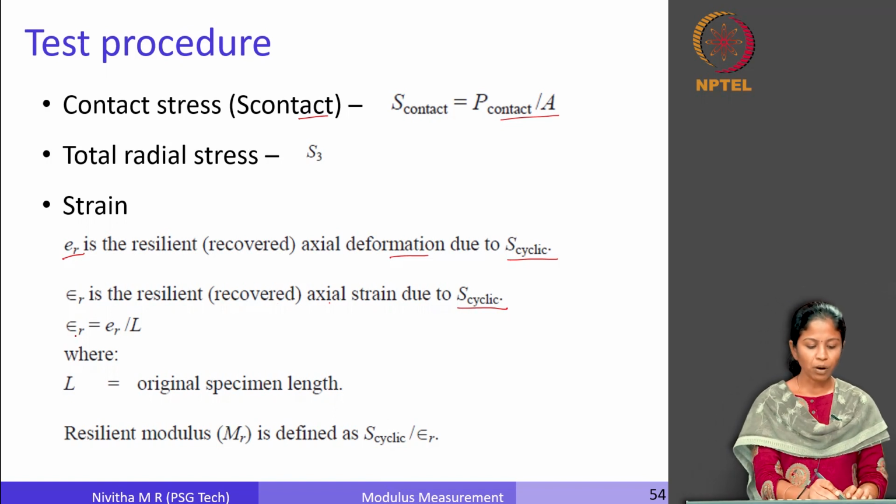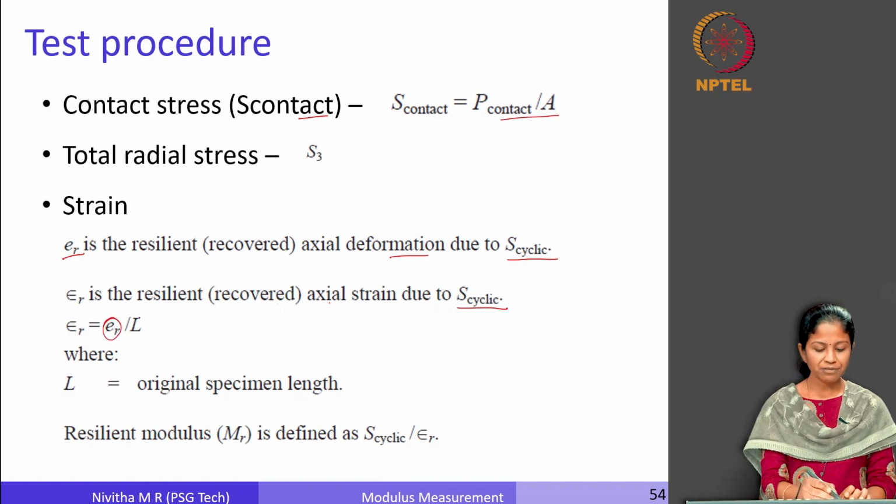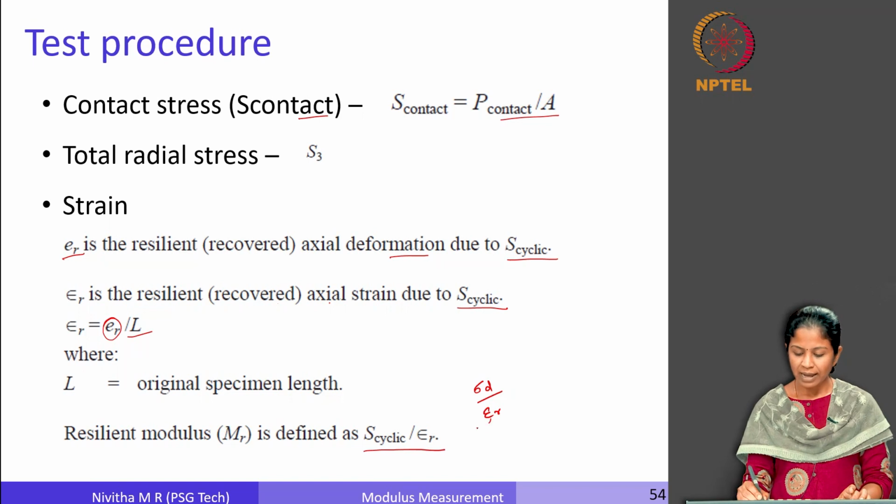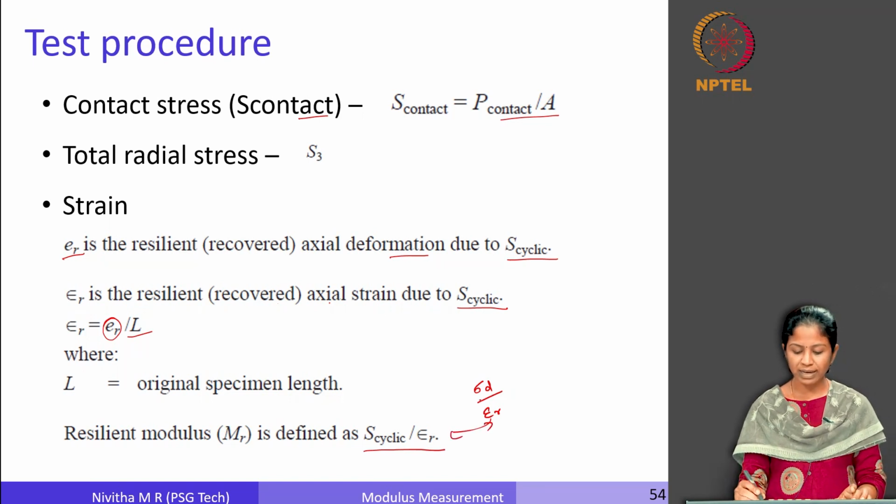Okay. So, how do we get the strain? We take the deformation, we divide it by the original specimen length, and that is how we compute the strain value, right. So, resilient modulus is defined as S cyclic by epsilon r. If you remember the previous definition, we wrote it as sigma d by epsilon r. Epsilon r has the same meaning in both the cases.